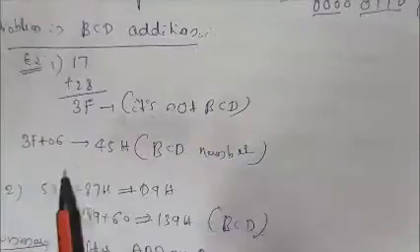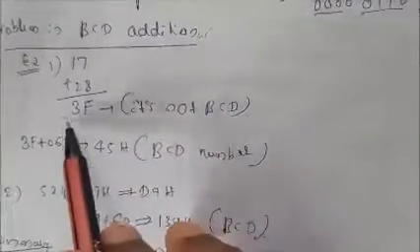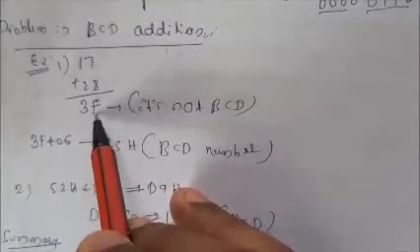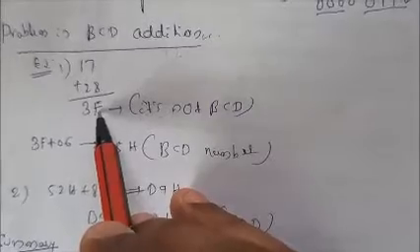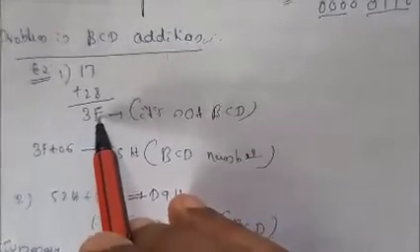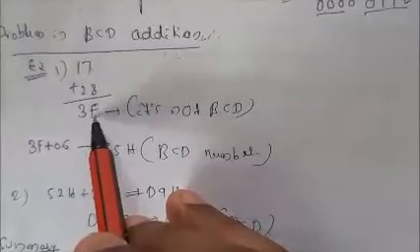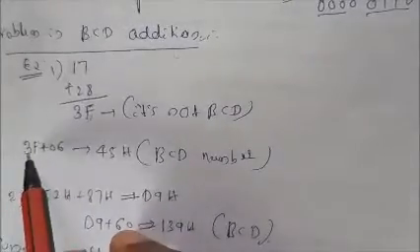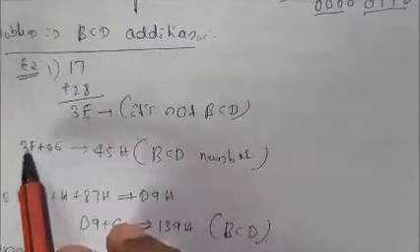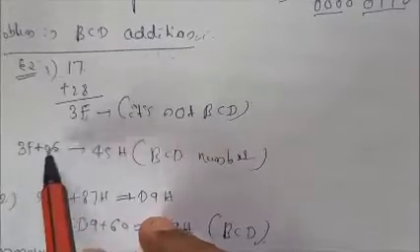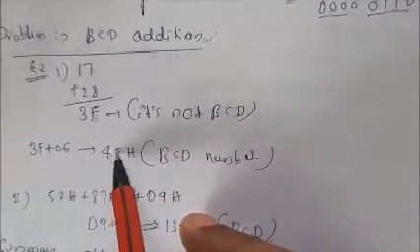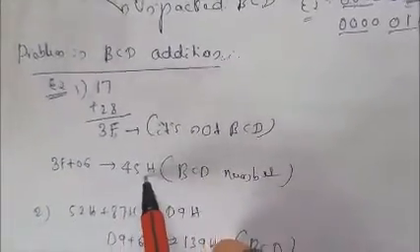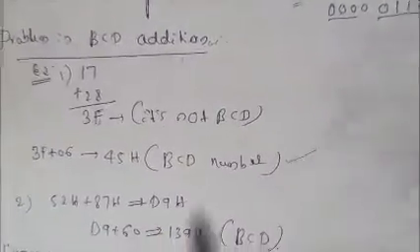But how can I overcome that? In 3F, this is your lower nibble. F is greater than 9, so I need to check this. If the lower nibble is greater than 9, I need to add 6 to it. That means in 3F, F is the lower nibble, that's why I need to add 06. After the addition, I am getting 45H. In 45H both digits are in decimal format, so this is the correct BCD format number.